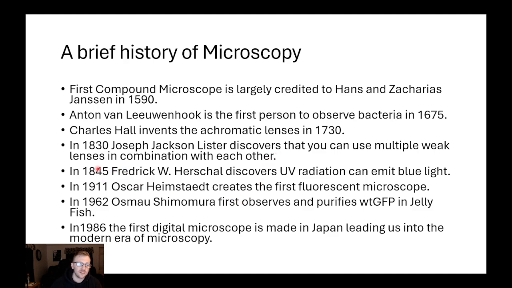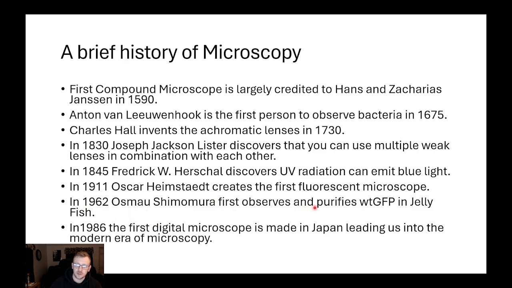And then we finally start to move into kind of what I consider the modern era of microscopy. After we are able to discover the UV radiation emits blue light, and we can start to use different colors of light to illuminate samples. And then in 1911, that develops into the first fluorescent microscope, and now we're truly into the modern age of microscopy and microscopy techniques that we're familiar with today.